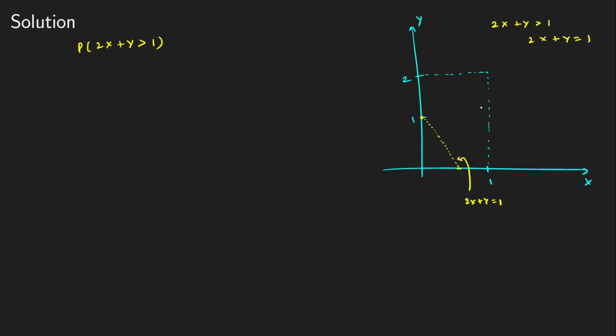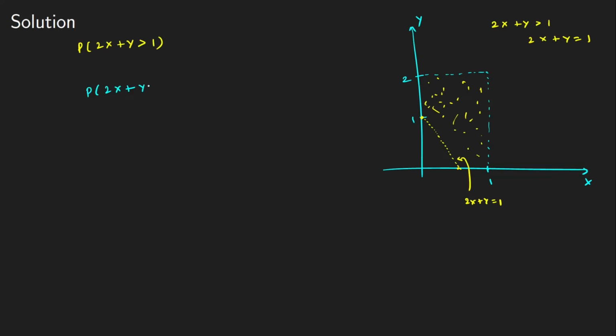So clearly on this side, 2x plus y is greater than 1. And we have to consider only those points which fall in the support of x and y. So this will be all the points for which 2x plus y is greater than 1. It means we will have to integrate the PDF in this region and we will be able to find out this probability. But we can write it in another way also.